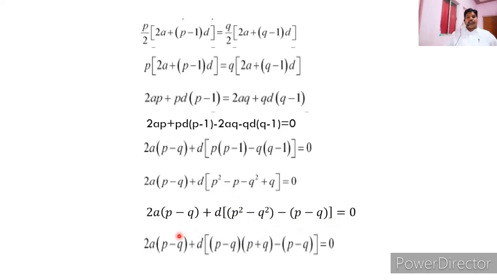After taking this value, we can take P minus Q as common for all the terms. Yes or no? P minus Q, P minus Q, P minus Q. So we can take P minus Q as common. So 2A into P minus Q plus D into P minus Q into P plus Q minus P minus Q is equal to 0. That is the previous step. I am writing it once again here.